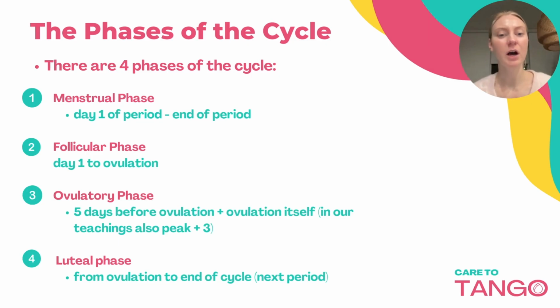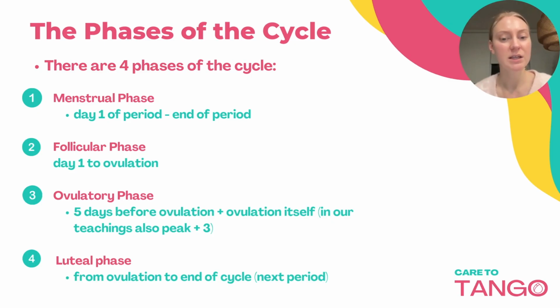So in general, there are 4 main phases of your cycle. We have the menstrual phase, the follicular phase, the ovulatory phase, and your luteal phase. Now, the menstrual phase is from day 1 of your period until the end of that period. The follicular phase is also day 1, so the day 1 of your period, and that goes all the way until ovulation. The ovulatory phase is the 5 days prior to ovulation and ovulation itself.